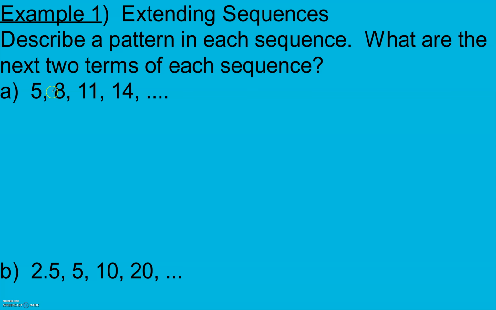So here, to go from 5 to 8, I can add 3. If you're not sure, we can take our second number minus our first number, and that figures out how much our first number was changed by. Here, we added 3. To go from 8 to 11, again, we can add 3. To go from 11 to 14, we can add 3. So here my pattern is that we're always going to add 3 to the number before it.